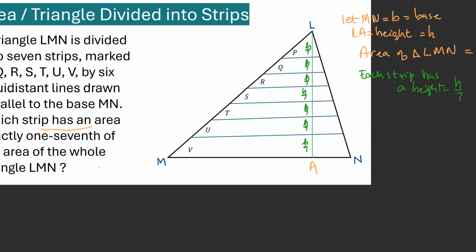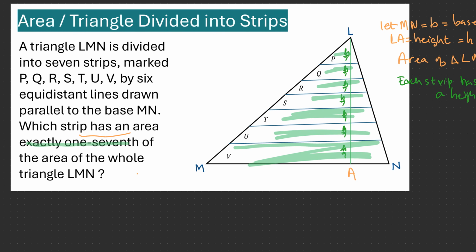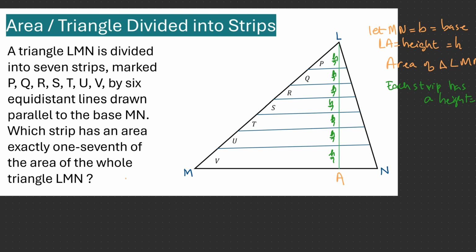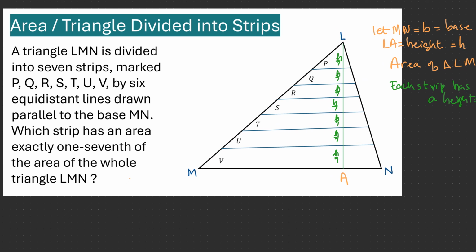So now we have to work out each of the bases. Now why am I doing this? The general idea is to find the area of these trapeziums, because each of these strips is a trapezium. We will find the area of these trapeziums, and we will see which of these has an area exactly 1/7 of the area of the triangle. So that's what we are trying to achieve here. So let's put some names on it, then it'll be easier.